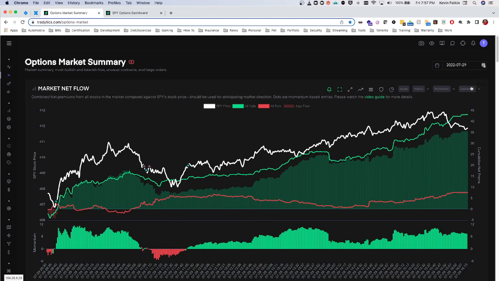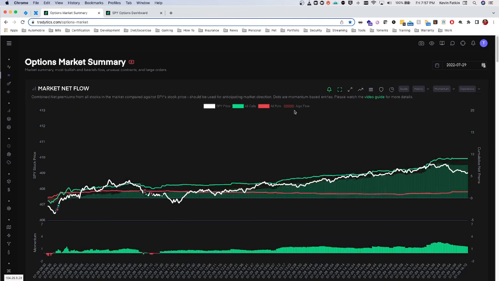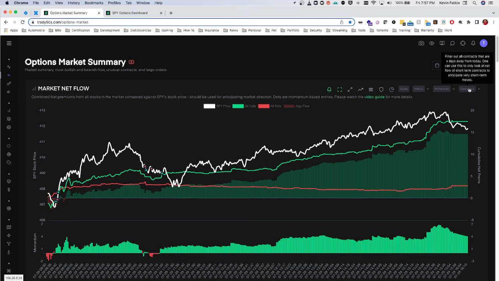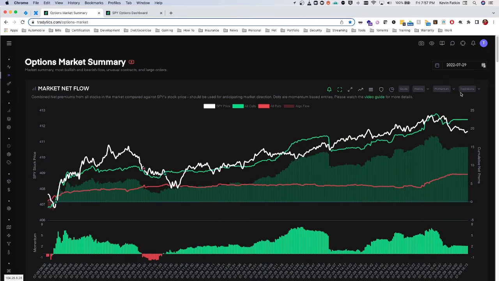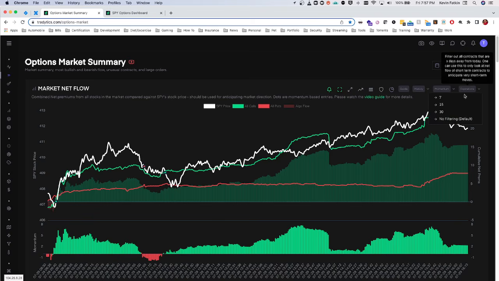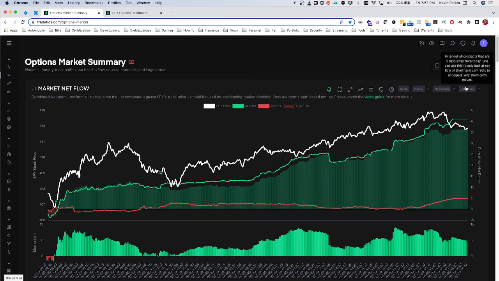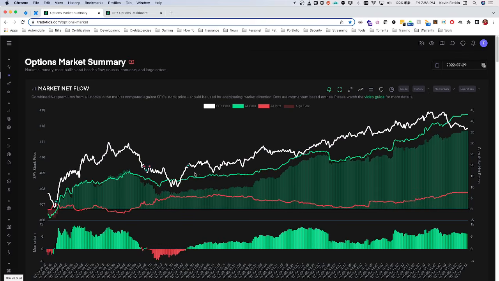Now, it is important to keep in mind you should never just focus on one view. It's always very helpful to see what's happening across different expirations. Some traders do prefer to focus on 7-day expirations, but despite that, it's always important to check what's happening across all expirations because all options contracts do influence the way the market's going to move and the way SPY is going to move. So that's why the default view is no filtering.